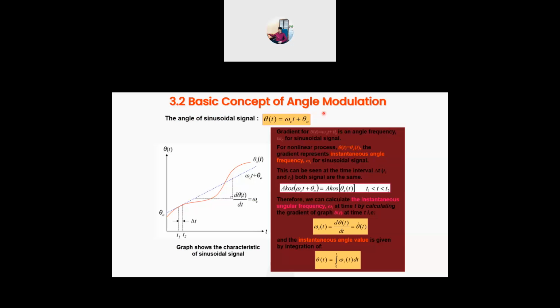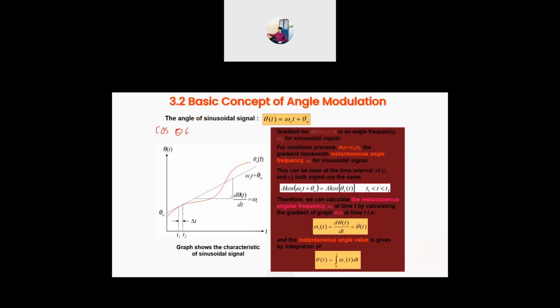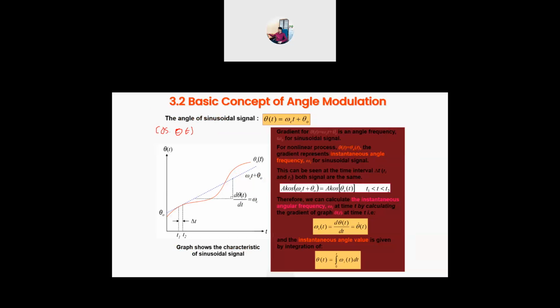If you see cos θ(t), it is the one that you saw just now. Let's go to the previous page. You see here A cos θ(t). I must write properly. So cos θ(t), this one is the angle. All of it is considered the angle.